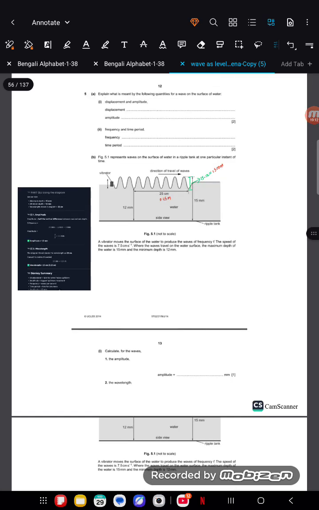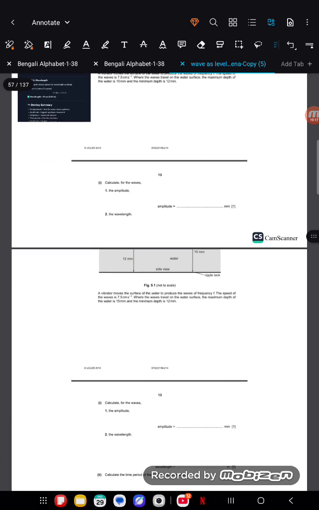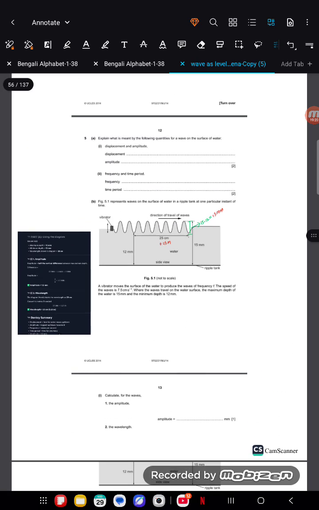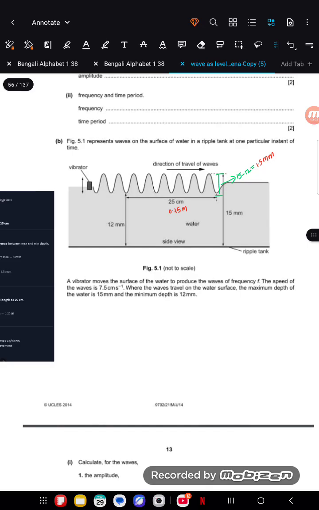Here is one more question. This is May June 2014, question number 5. Here they will try to make you a little bit confused, to see whether you know everything or not about the formula. What does the word a mean, what does the word d mean, which distance they are taking, what does x mean. So they will try to change things.